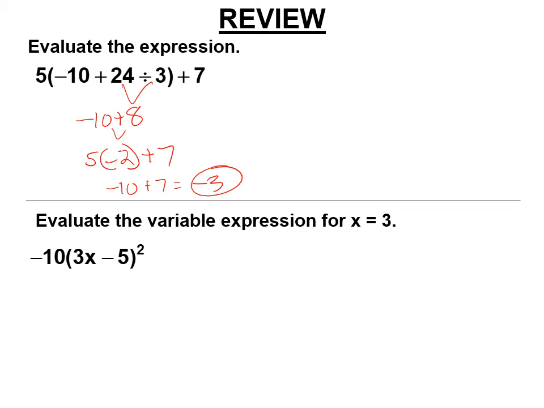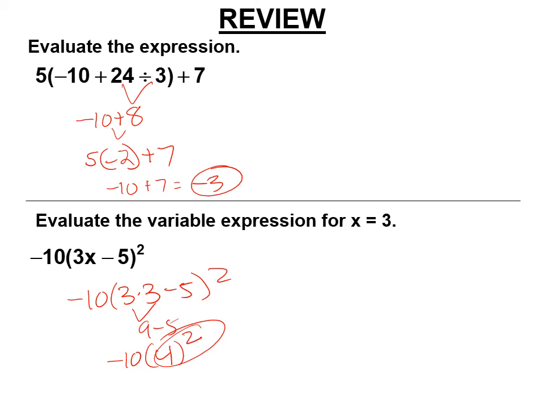Evaluate the variable expression for x equals 3. So we have negative 10 times 3 minus 5 squared. To follow the rules, 3 times 3 is 9. 9 minus 5 is 4. Now let's remember what we got. We have a 4 that's being squared, and we have a negative 10. We have negative 10 times 4 squared. Which gets done first? 4 squared has to be done first. Exponents first. Negative 10 times 16 is negative 160, right? Multiply by 10 adds a 0. And it's negative.